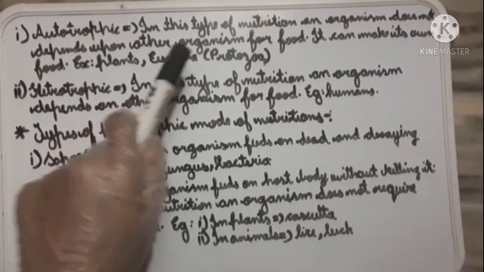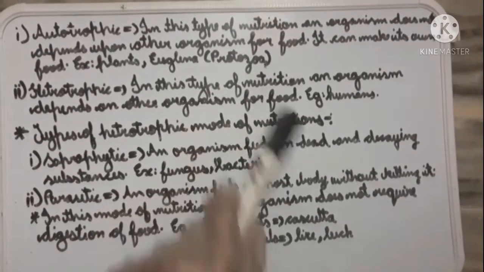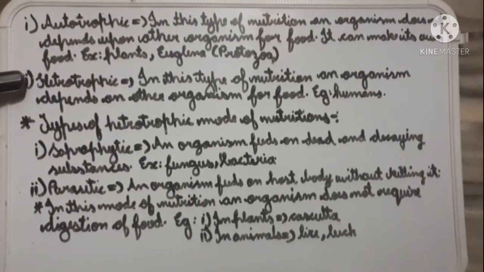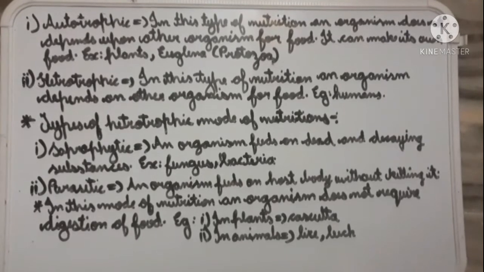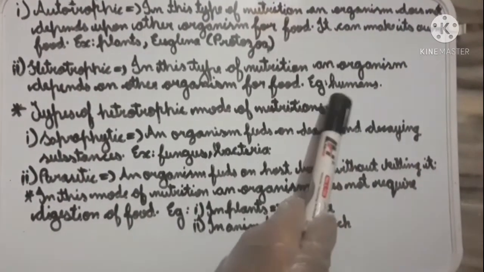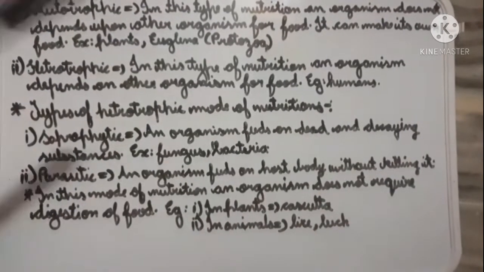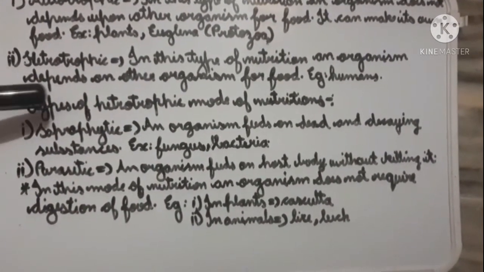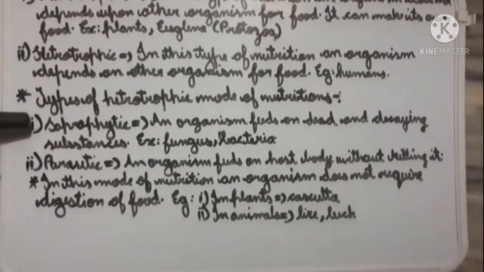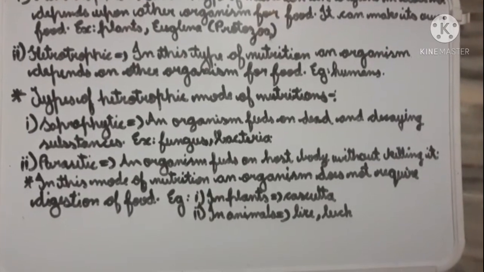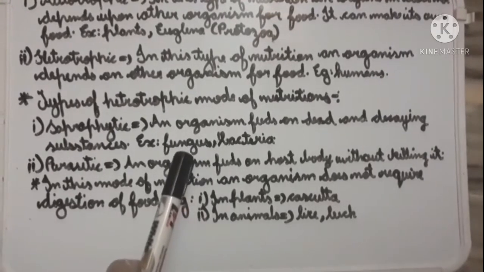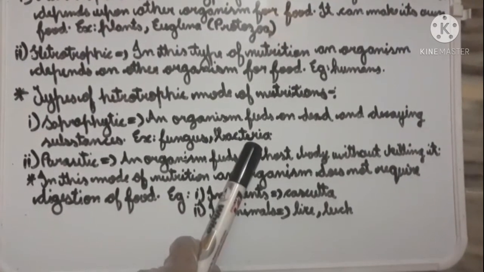Euglena is protozoa. Now, heterotrophic nutrition. In this type of nutrition, an organism depends on other organisms for food, example humans. We humans depend on plants for food. Types of heterotrophic mode of nutrition. First is saprophytic. In saprophytic, an organism feeds on dead and decaying substances like fungus, bacteria, etc.